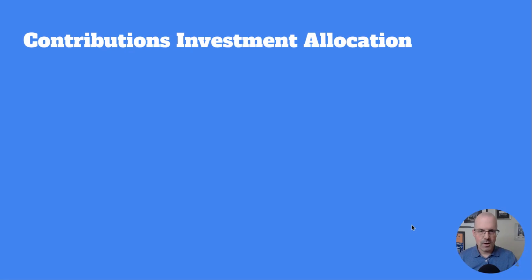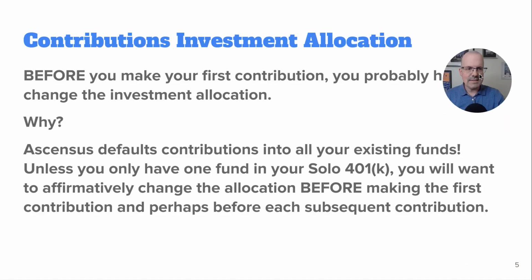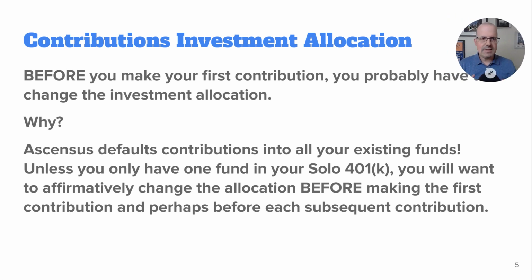So let's get started. The first thing we want to think about is the investment allocation on any contributions made to the Solo 401k. If you look at what Ascensus has set up, they have a system where they have a default for how contributions to the Solo 401k are invested. And unless you only had one fund coming from Vanguard to Ascensus, that default is probably not going to be the right answer in most cases.